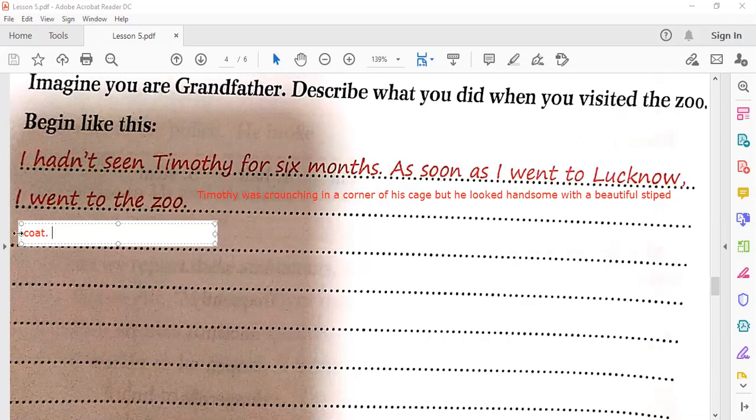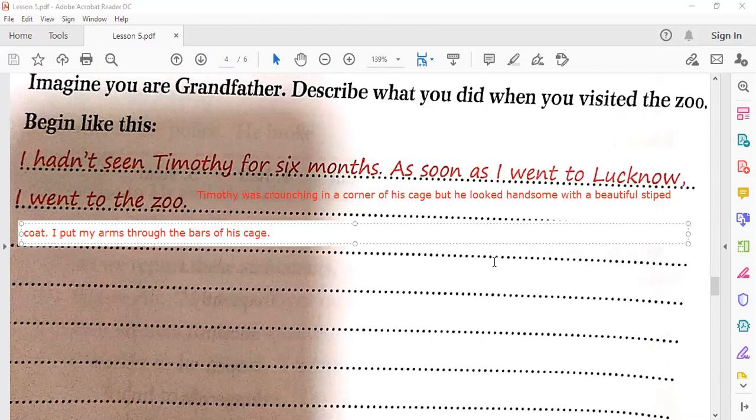I put my arms through the bars of his cage. C-A-G-E, cage. Bars of his cage. So the grandfather put his arms inside the cage.